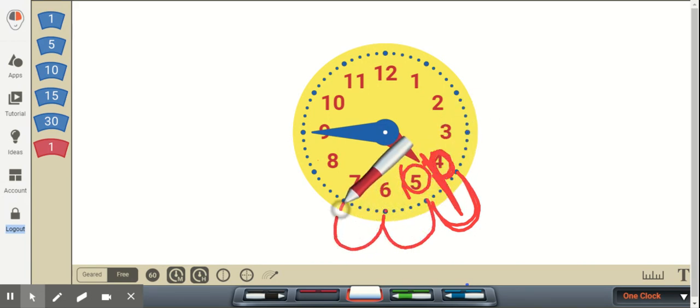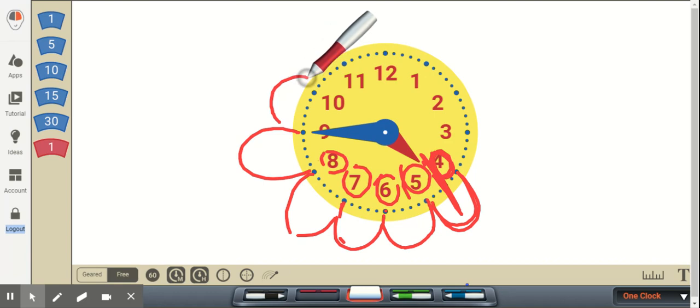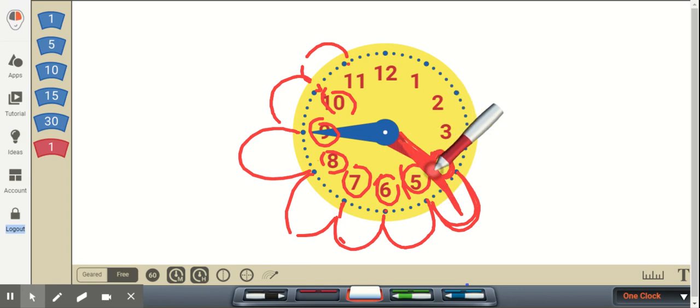Right here, if it's in between this gap, then it's still 6. If it's in between this gap, it's still 7. If it's in between this gap, it's still 8. If it's in between this gap, it's still 9. If it's in between this gap, it's still 10, and so on. Okay? So right here, it's in this gap right here. That is why the hour is 4.